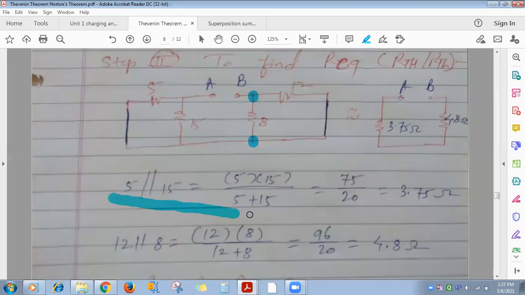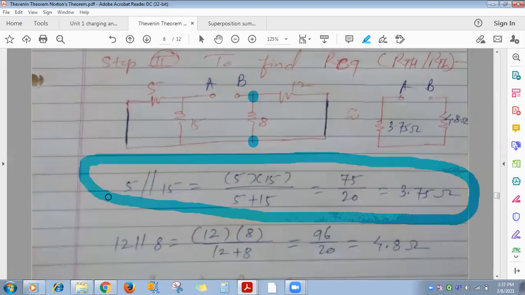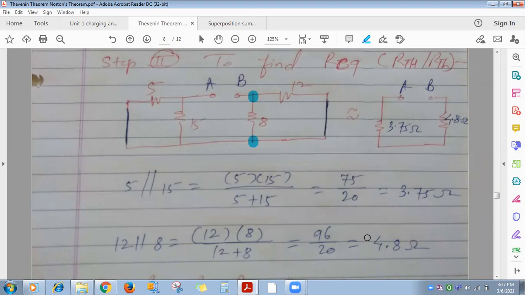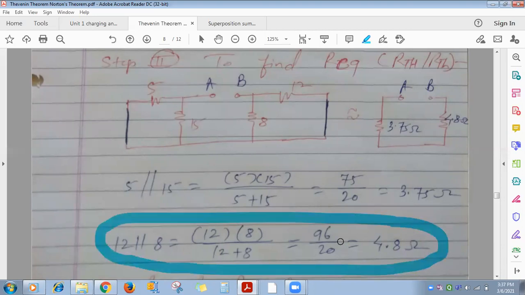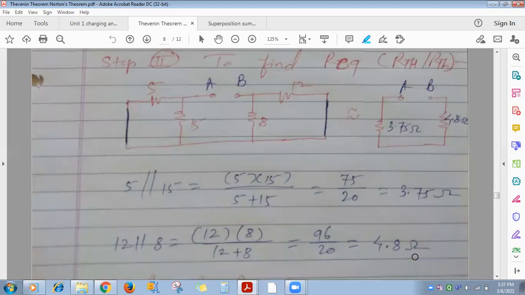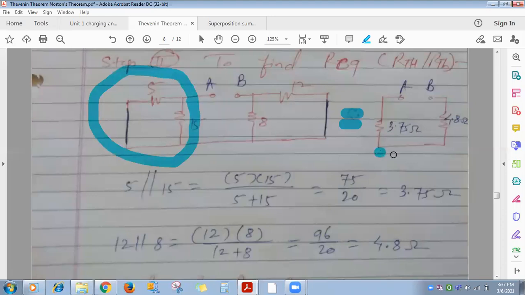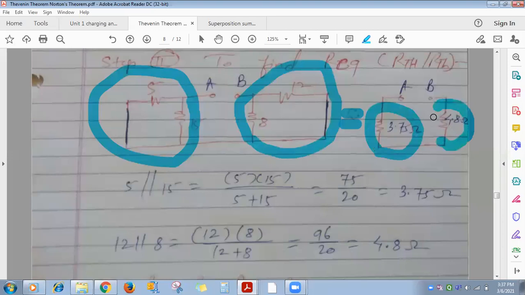See, 5 and 15 are in parallel: 5 into 15 divided by 5 plus 15, that is 75 divided by 20, 3.75 ohm. Similarly, 12 and 8 are in parallel: 12 into 8 divided by 12 plus 8, 96 by 20, 4.8 ohm. So this represents the equivalent circuit across these two. This is the branch of 3.75, and for 12 and 8, this is the 4.8.